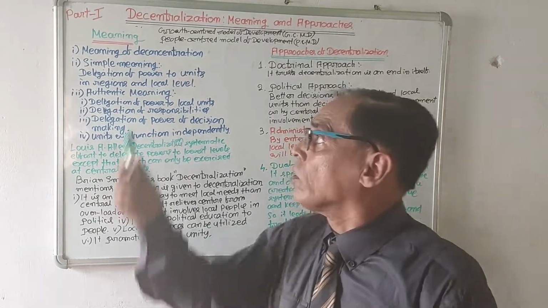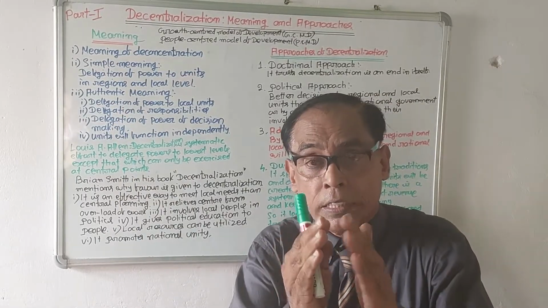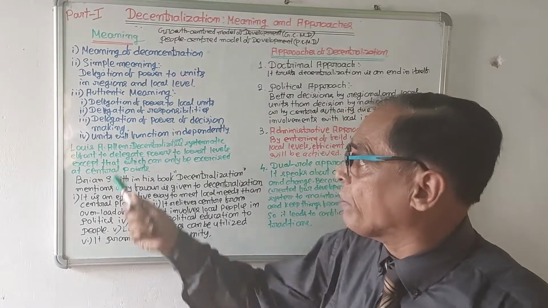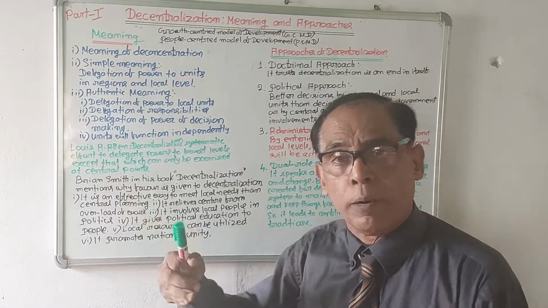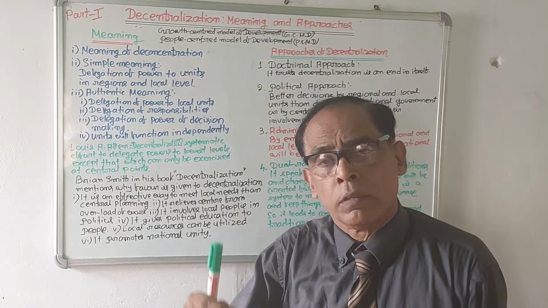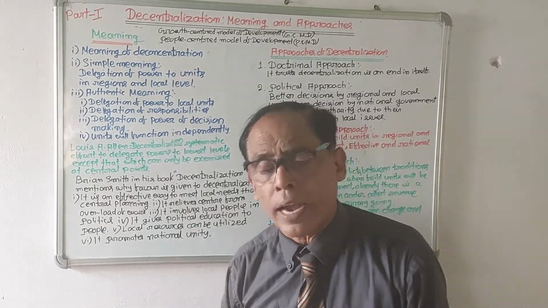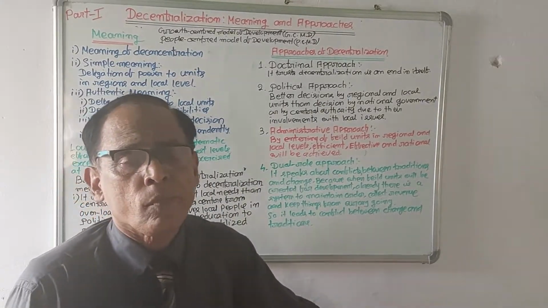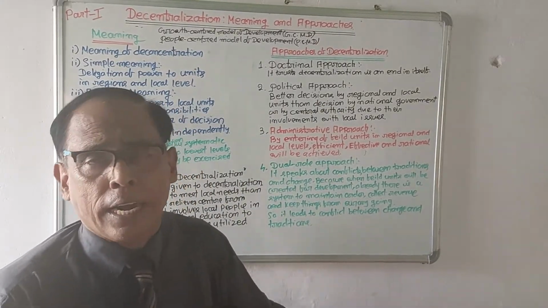So here we have discussed what is deconcentration, what is decentralization in simple language, what is decentralization in actual language, what is the definition of Louis A. Allen about decentralization, and what is the view of Brian Smith, factors in support of decentralization. Now discuss approaches of decentralization. There are various approaches of decentralization.